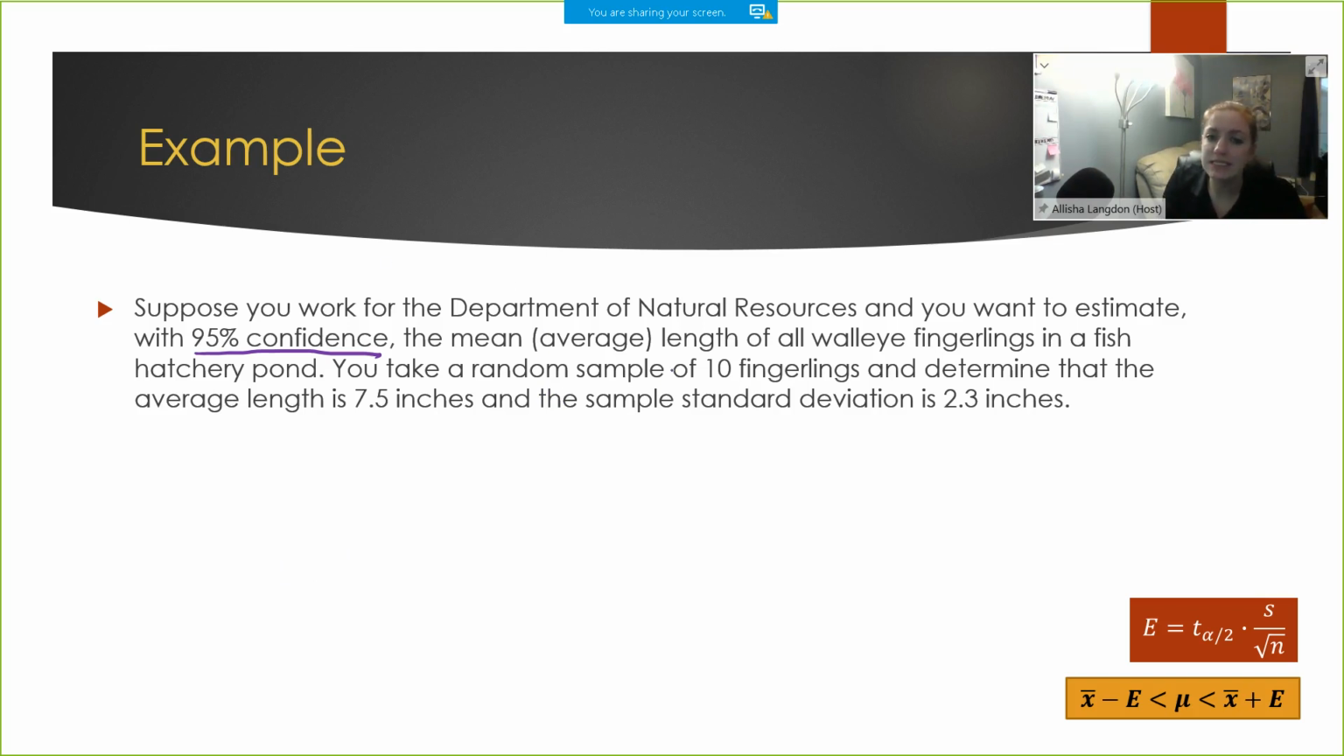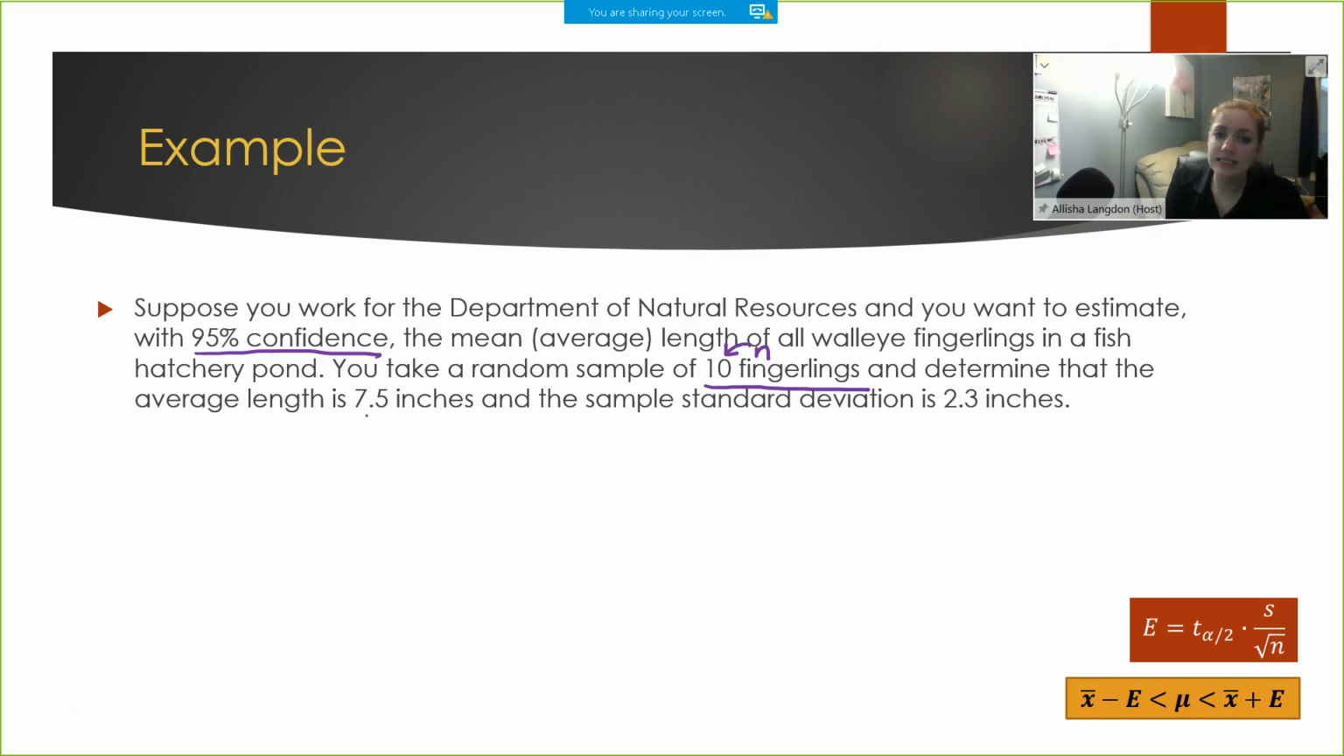So your random sample is 10 fingerlings. What variable is that 10 going to be replaced with? What do you guys think? What's the 10 represent? Awesome. Yes, it's going to be your N. 10 is your sample size, how many fish you're looking at.